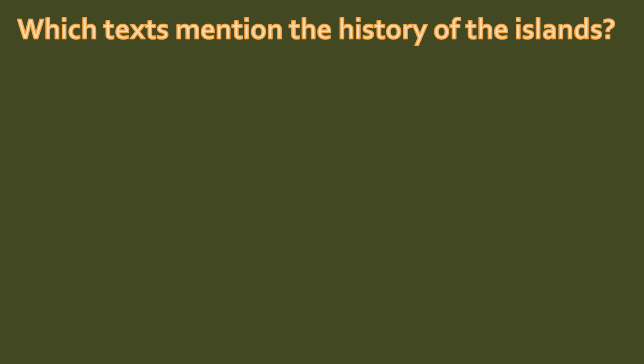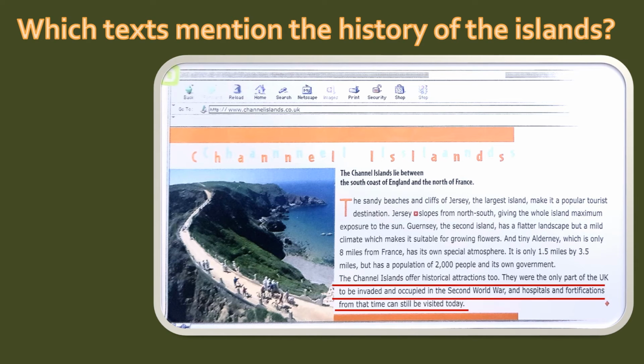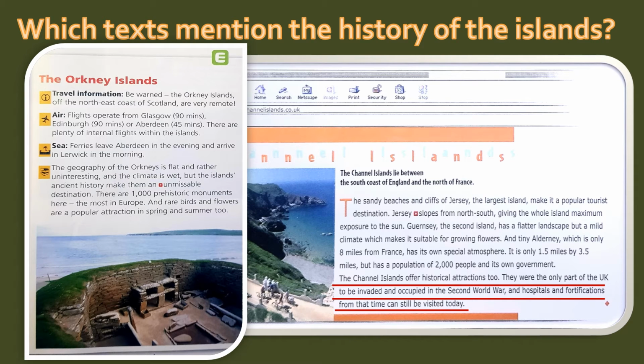Now we will check the answers, and I will show you where is the correct information in the appropriate text. So, question number 1. Which texts mention the history of the islands? We can find about this in 2 texts. Text D, the Channel Islands, and in the text E, the Orkney Islands.